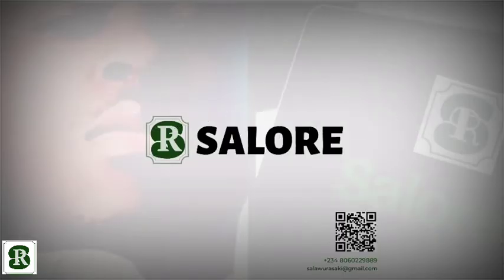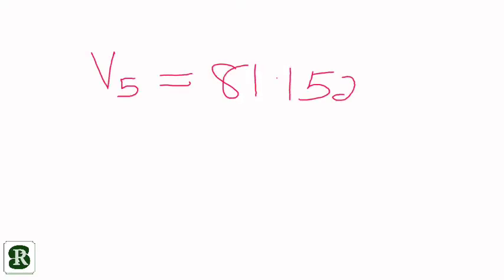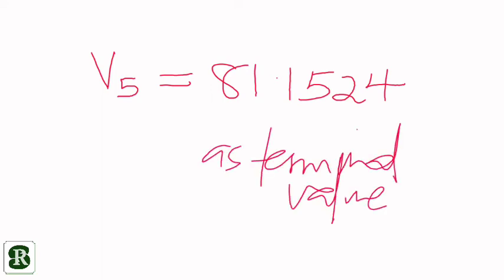So using all of these numbers, we're able to estimate what our V5 would be, which is our terminal value. Again, do not forget I said the terminal value under the assumption of the H model caters to stage 2 and stage 3. So once we are done estimating that value, if you do your calculation, you should arrive at 81.1524 as the terminal value.